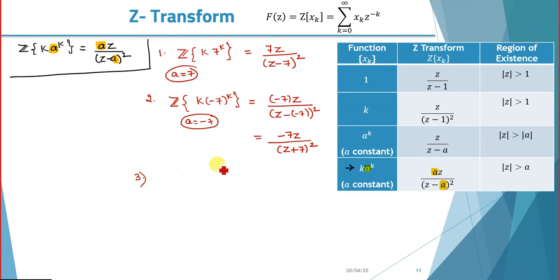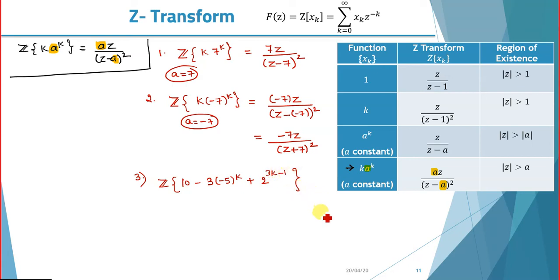Now this question can be from any one of the rules. Say if you have to find Z transform of, I'll say, 10 minus 3 into minus 5 power k plus 2 to the power 3k minus 1.